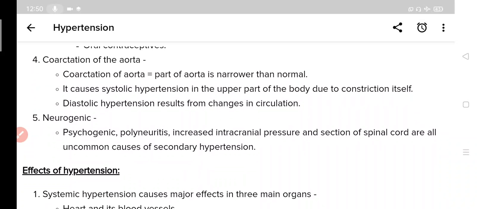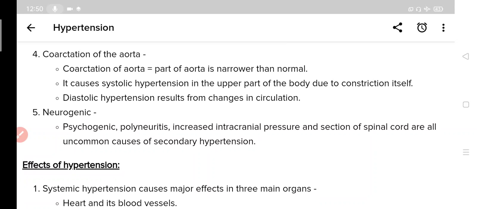Now third one is coarctation of aorta. What is coarctation of aorta? It means part of aorta is narrower than normal. So obviously if it is narrower, then blood pressure will be increased, and it causes systolic hypertension in the upper part of the body due to constriction itself. Obviously this is clear that if there is narrowing of the artery, then it will cause increase in blood pressure.